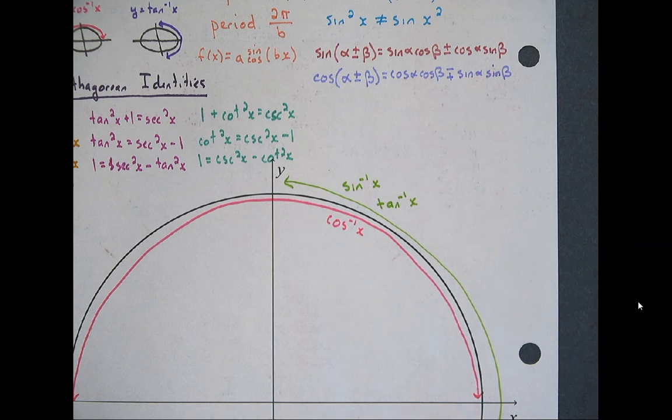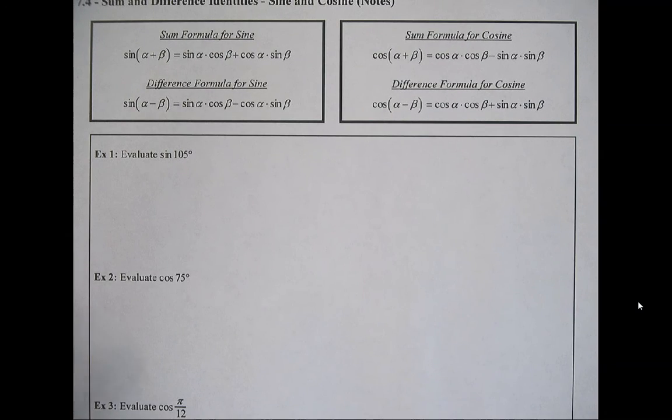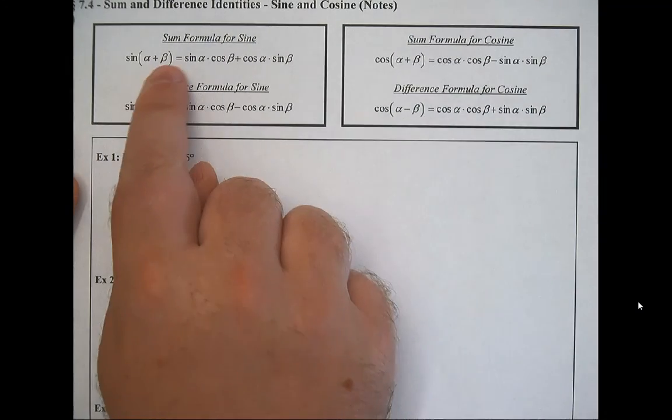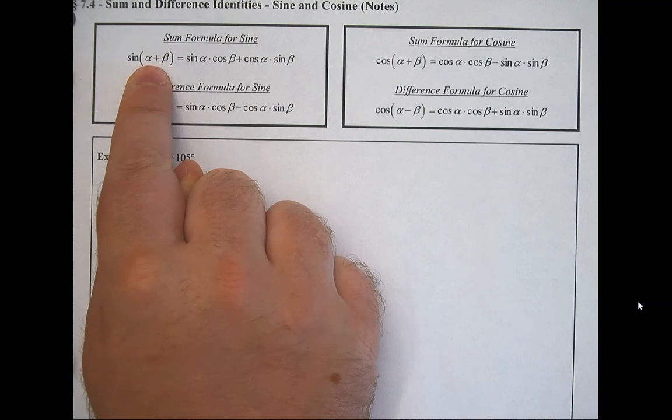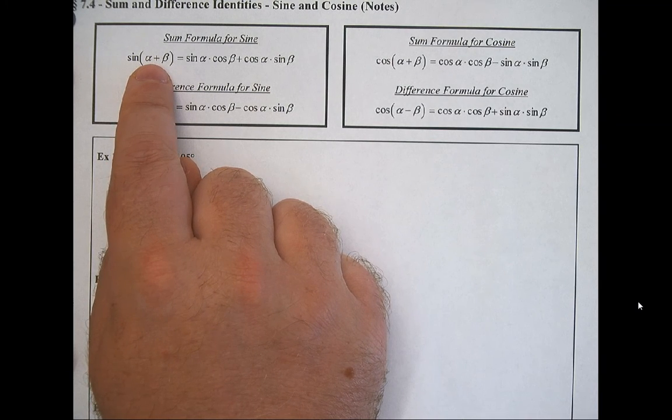All right, so how do we apply these? Now we've got them on our unit circle. We don't have to memorize them in any way. We just have to know how to use them. So evaluate sine of 105. I want to take this 105 and break it up into two angles. Now you can break them up any way that you want, but you should break them up in a way that makes sense.